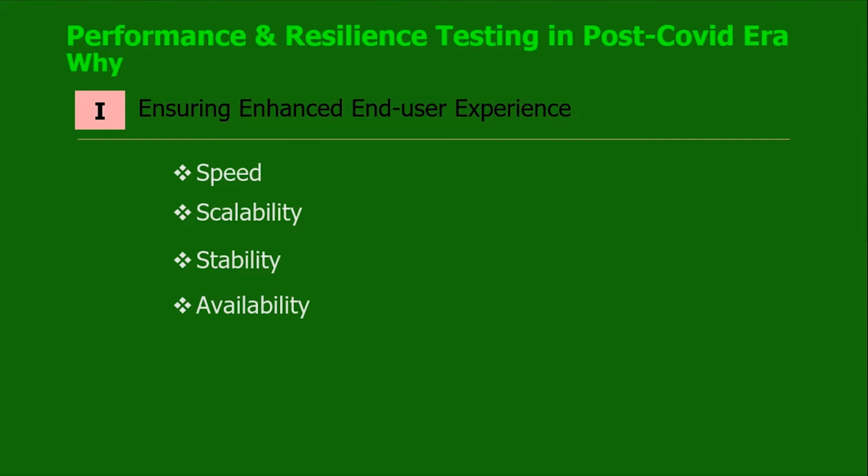In a nutshell, to meet enhanced end user experiences, continuous performance and resiliency testing is now mandatory every time your application goes live. In the post-COVID era, delivering enhanced end user experiences while leveraging a variety of digital components, or the digital ecosystem, is considered digital business success. So if you want digital business success, you have to ensure all of these performance parameters: speed, scalability, stability, availability.